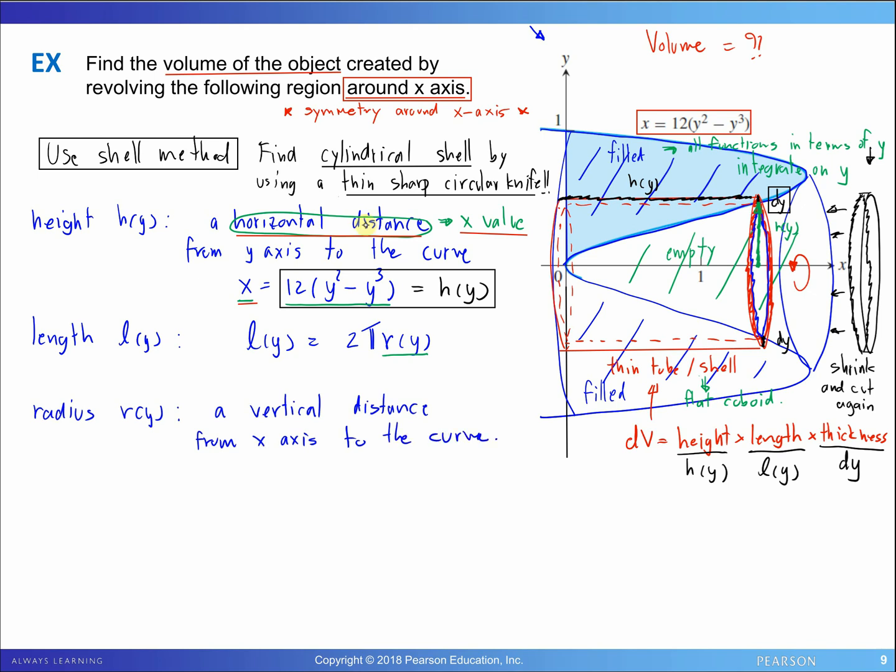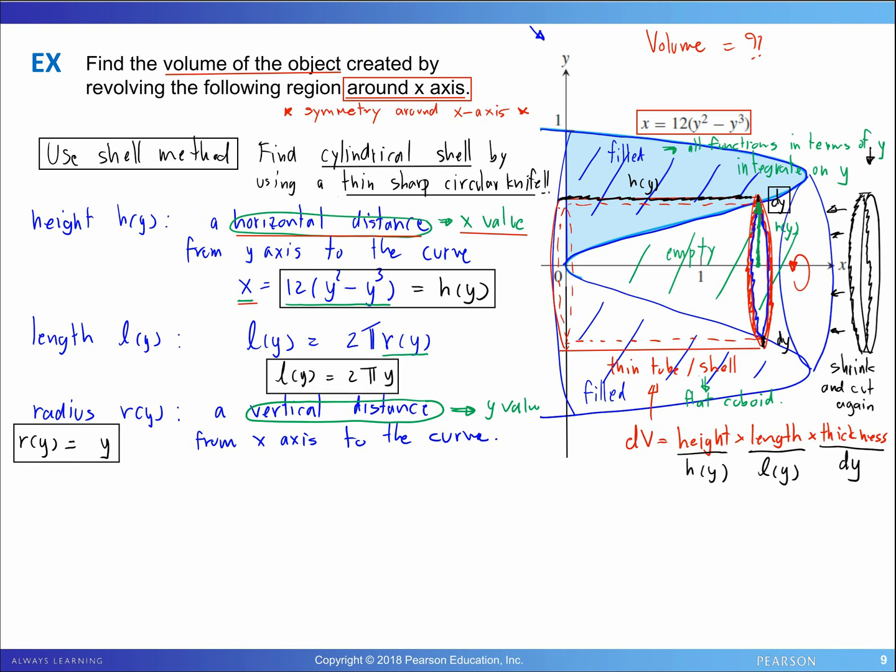And once again, when you see vertical distance like this, you know right away that this is about the y value. Vertical distance, right? It has to be y. So at this point, we know that r of y, the radius, is the y value on the curve in terms of y. So what is it equal to? Y in terms of y. So it's just y. If you want y in terms of y, you can use y right away. And now L of y is going to be equal to 2 pi y, just y.